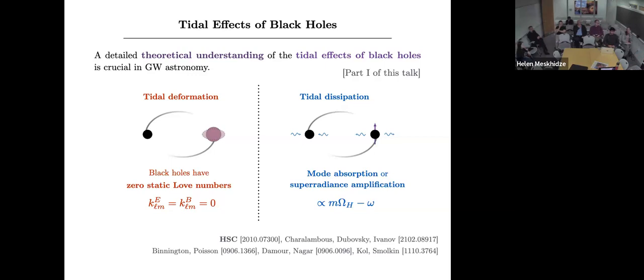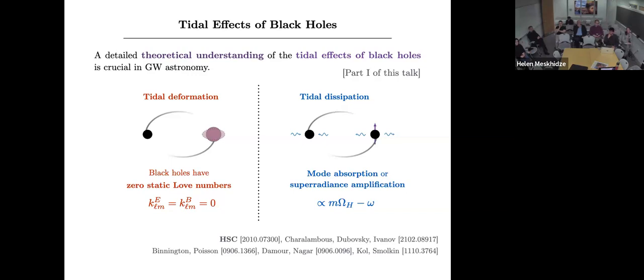Yes, that's right. And observationally, people really only care about, in fact, k2, the leading order Love number, because that's the only Love number that we can measure in the data, and the rest is really sort of too far-fetched from an observational point of view.